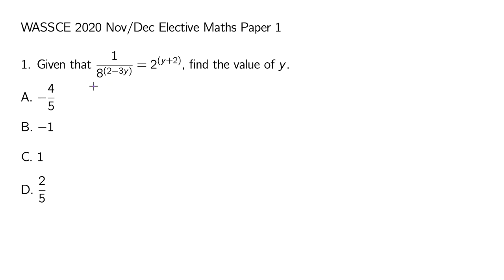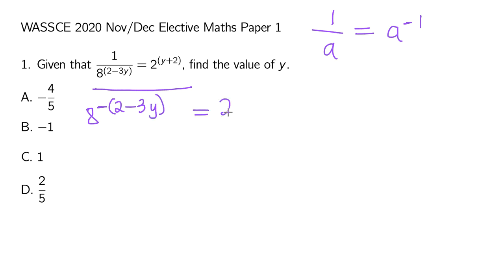Question 1 says that given that 1 over 8 to the power 2 minus 3y equals 2 to the power y plus 2, find the value of y. One thing we should remember is that, by the laws of indices, 1 over a is the same as a to the power negative 1. So we can write the left-hand side as 8 to the power negative 2 minus 3y, and this is equal to 2 to the power y plus 2.